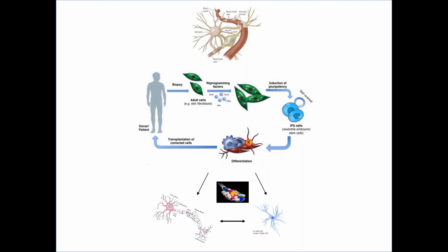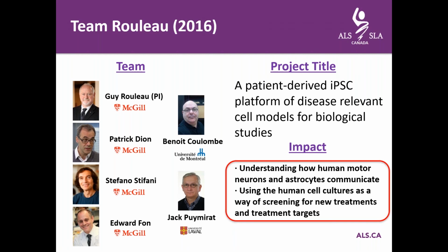And also, once this is understood, how can this be used as a potential drug screening platform to normalize this or to affect this in human bodies eventually in clinical trial? So ultimately, the impact here is that understanding how human motor neurons and astrocytes communicate, as well as using these cultures to potentially screen for treatment targets in the future.